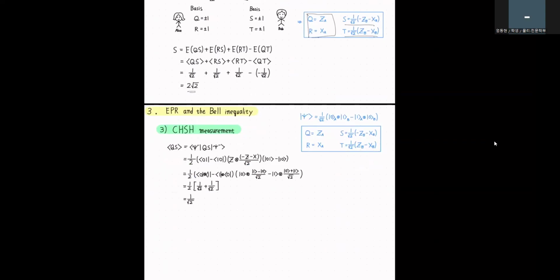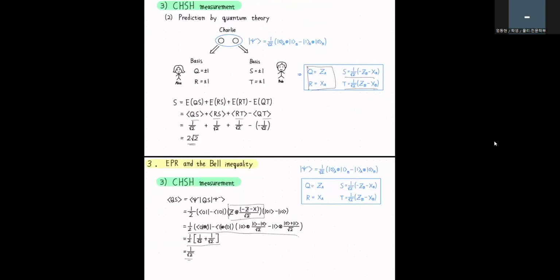So let's say, for example, that we want to calculate the expectation value of QS. Then according to the definition of QS, of course, we get this value over here. And then doing the algebra, we get this expression here, and then we can calculate this over here. And then we get a value of 1 over the square root of 2, and this can be repeated for each of these entries to get 2 times the square root of 2.